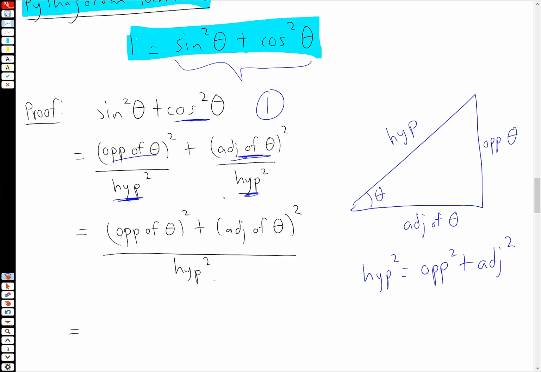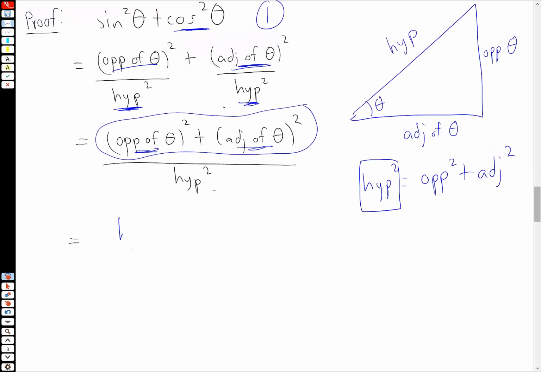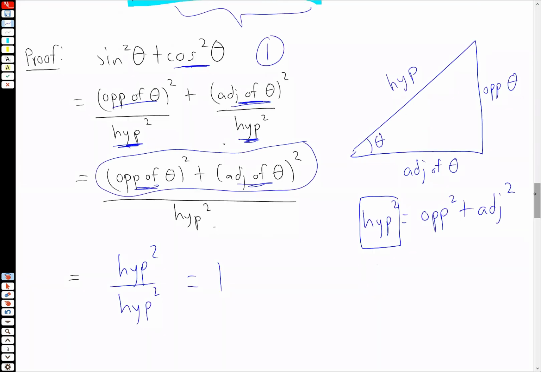Okay. Now look at the numerator. What do we have here? We have exactly that, the opposite squared plus the adjacent squared. So what is the top actually equal to? It's actually equal to the hypotenuse squared. So this is hyp squared over hyp squared, which is 1. Okay. So this is, again, what we call the Pythagorean identity. And we're going to be using this off and on in our next videos.